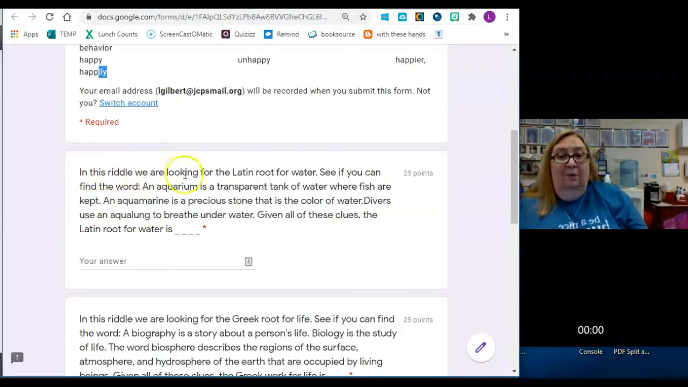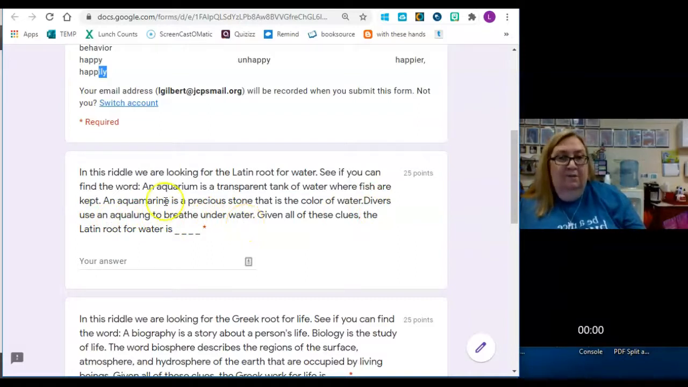So in this riddle, we are looking for a Latin root. It's a word that's going to mean water. So see if you can find the word, and here are our clues. An aquarium is a transparent tank of water where fish are kept. We've all seen an aquarium before. An aquamarine is a precious stone that is the color of water. Divers use an aqua lung to breathe underwater.